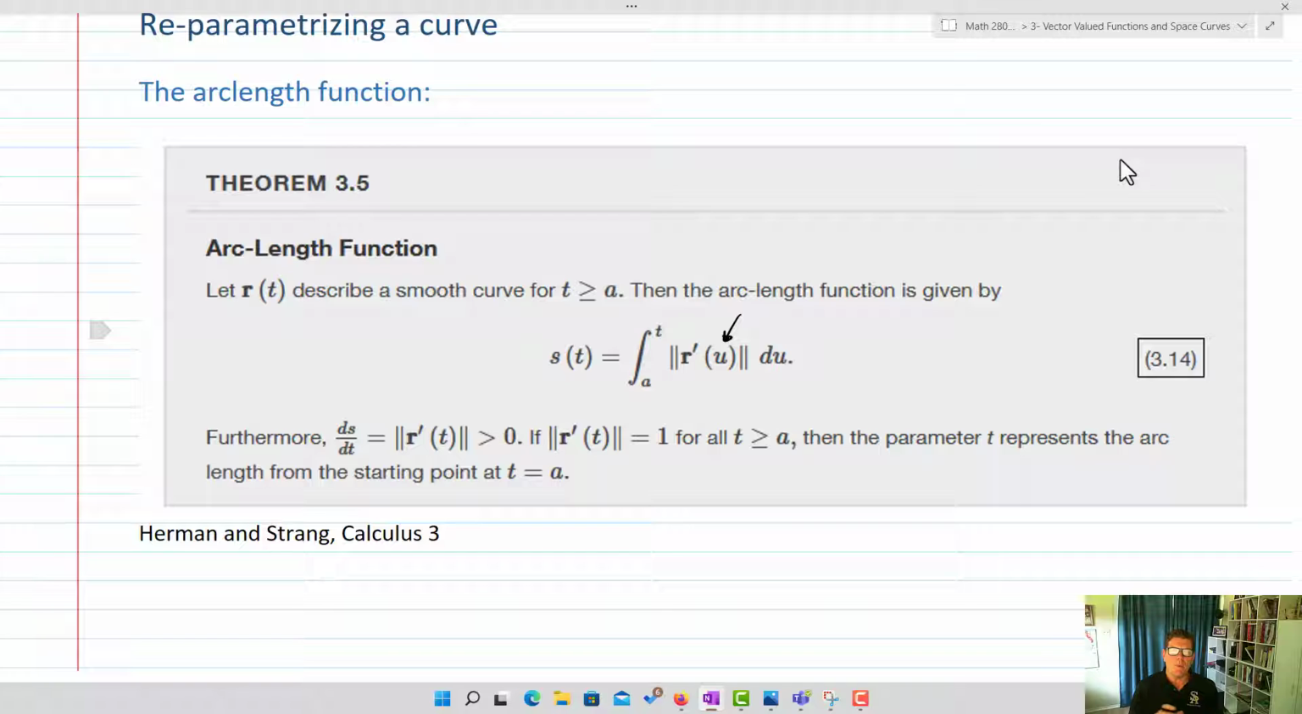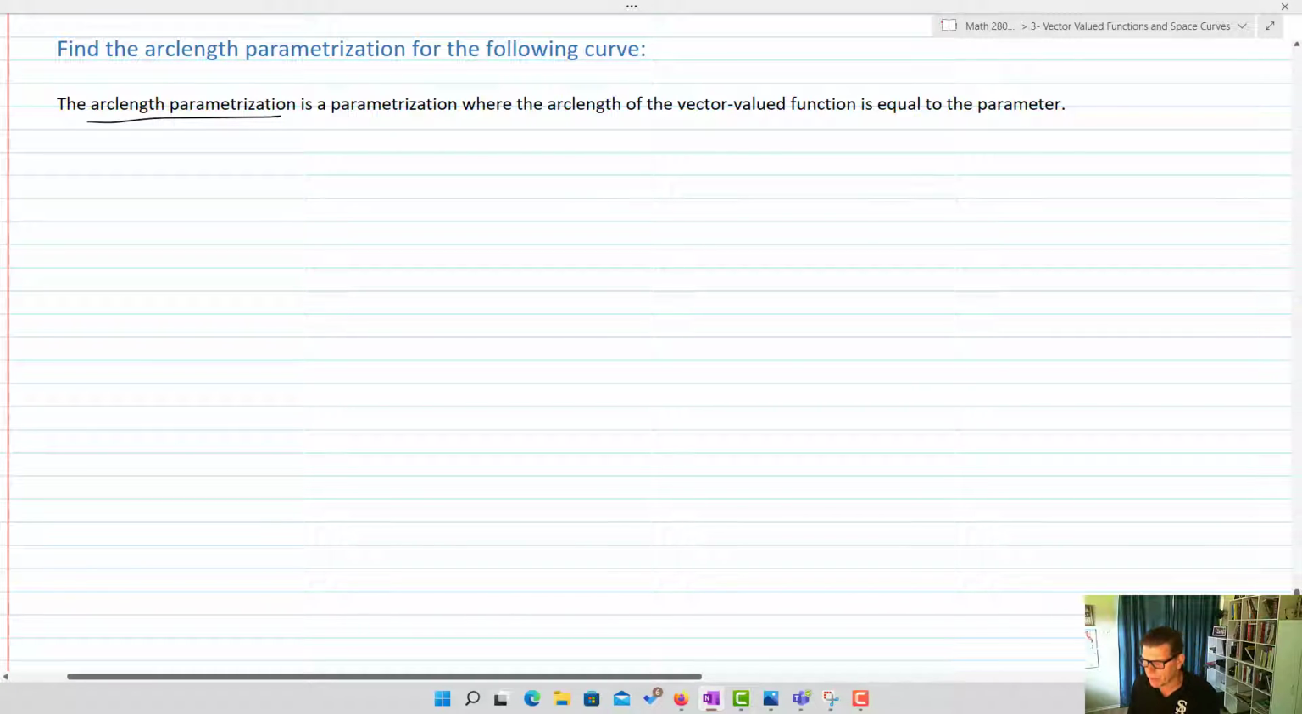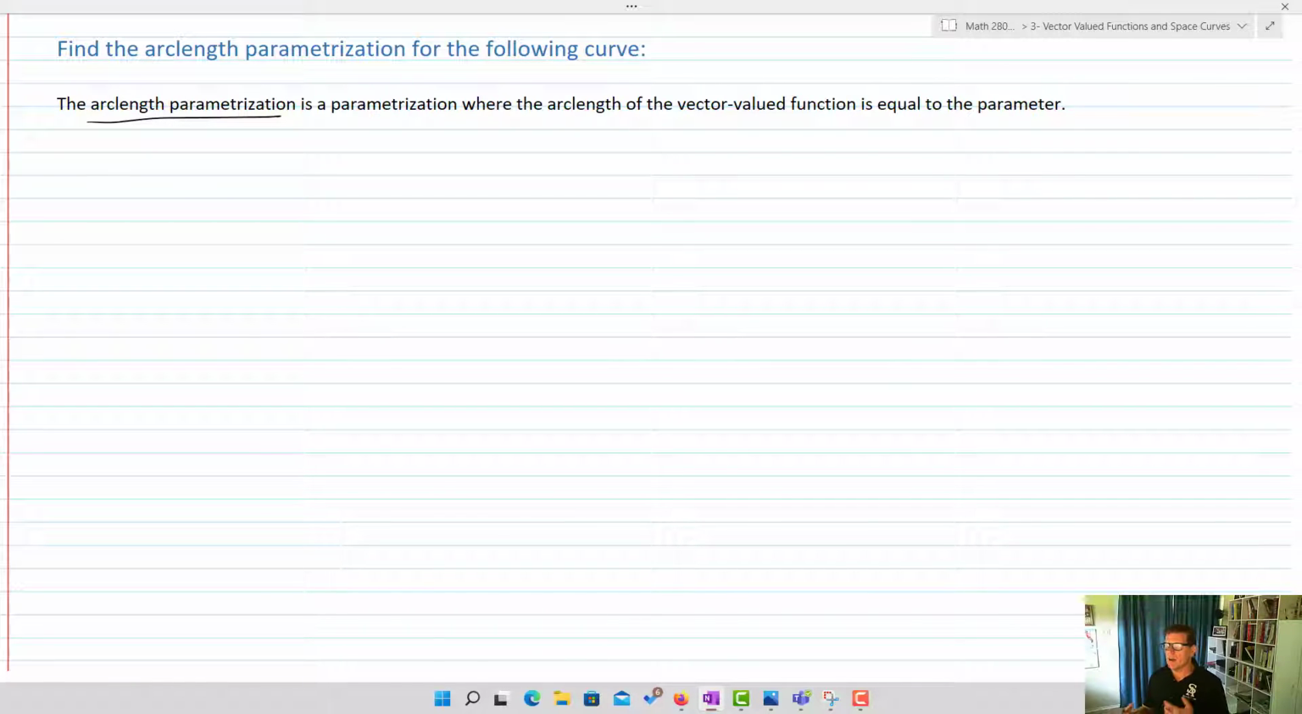Let's see what we're going to use the arc length function for. We'll start out by looking at an application of the arc length function. Suppose we want to find the arc length parameterization of the following curve. The arc length parameterization is the parameterization where the arc length of the vector valued function is equal to the parameter. I think it's easiest to see what this looks like with a demonstration.